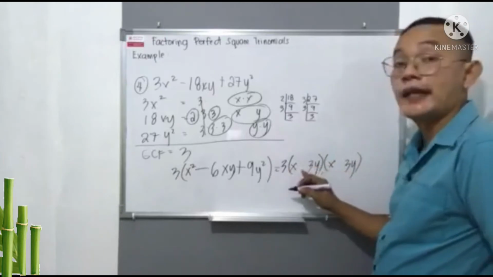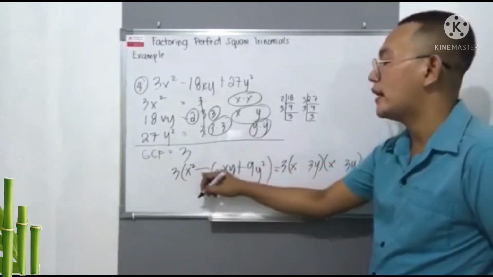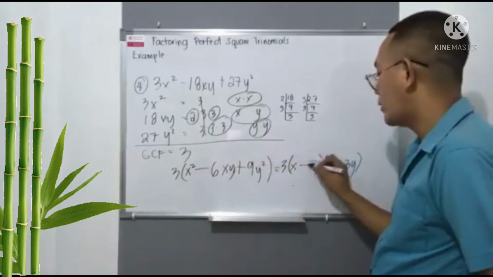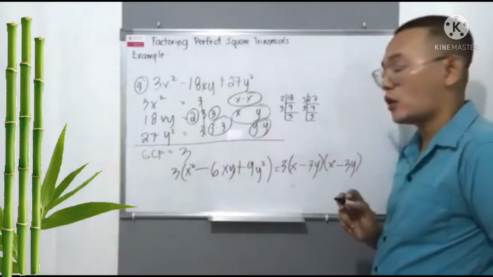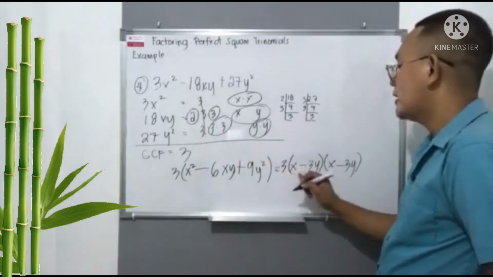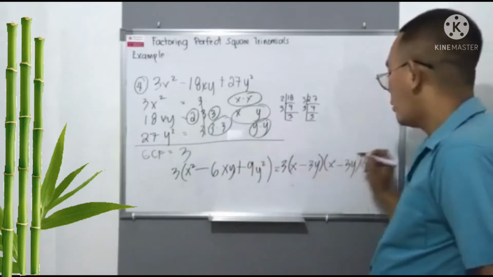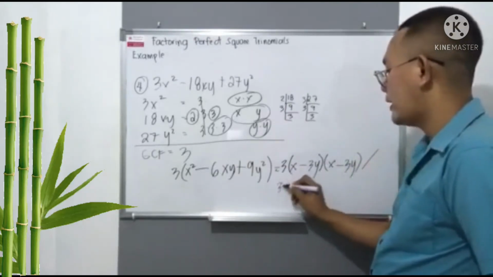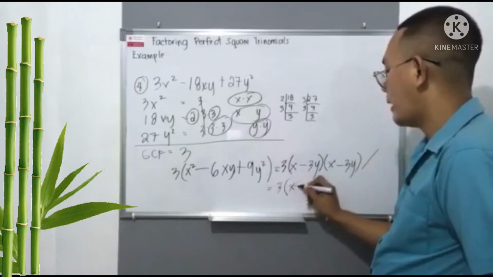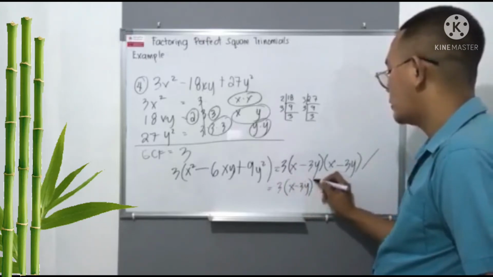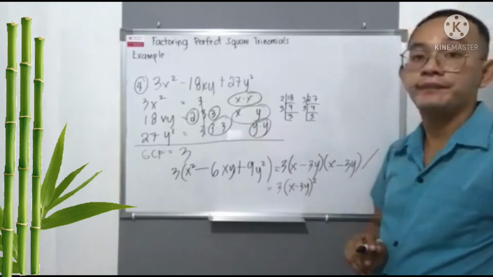So, ano yung magiging sign natin yan? So, middle term natin is minus. So, therefore, minus din yung magiging sign natin. So, ang final answer natin is 3 times x minus 3y times x minus 3y. Or, pwede rin 3 times x minus 3y raised to the second power.